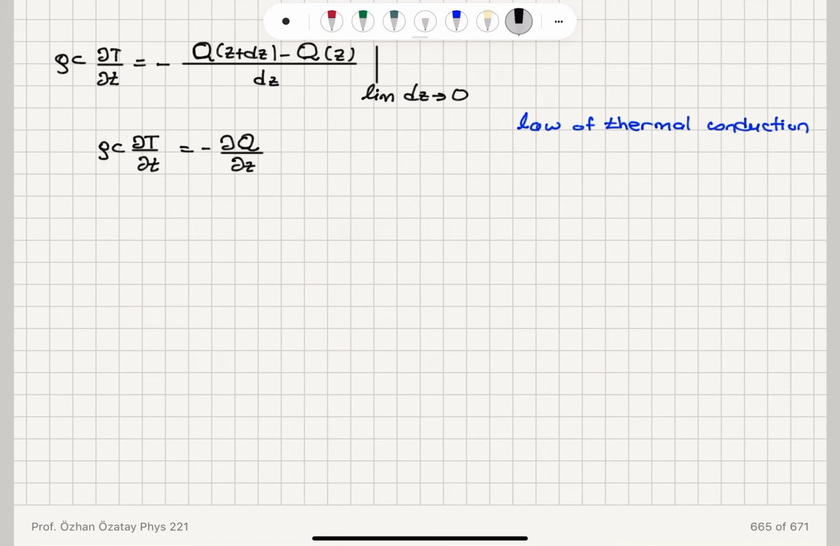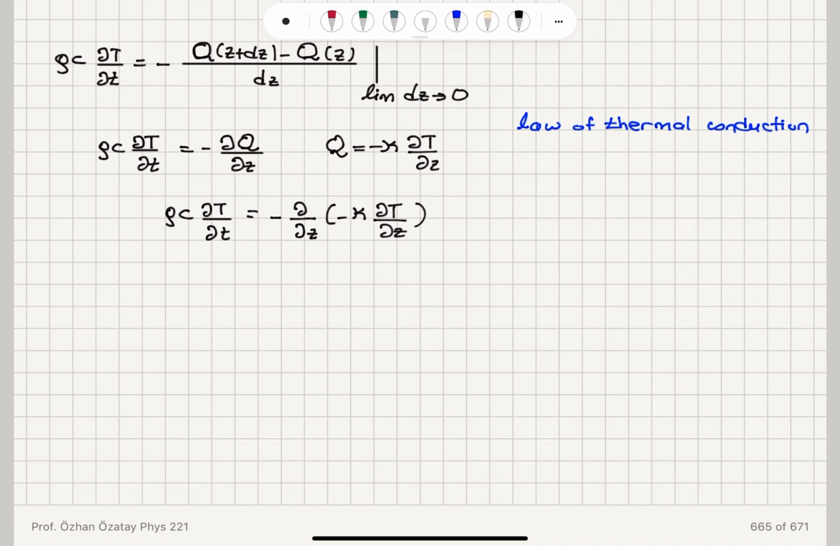Now heat flux is related to the temperature gradient as minus thermal conductivity ∂T/∂z. This is the law of thermal conduction here. So if I substitute that into this equation, ρ C ∂T/∂t is equal to, now I have two minus signs, they become plus. So I have minus ∂/∂z of minus kappa ∂T/∂z. So this gives me the second derivative.